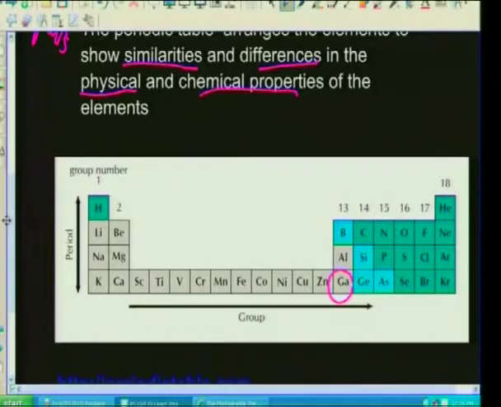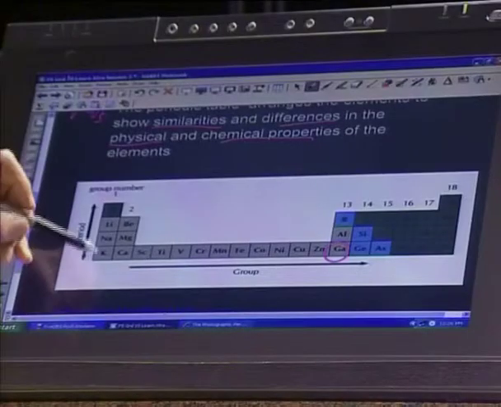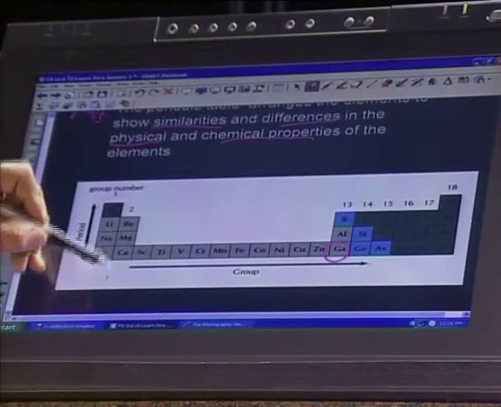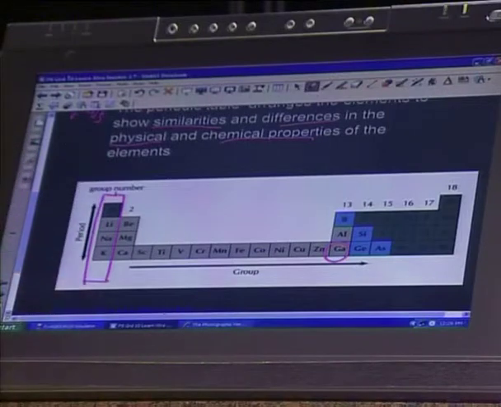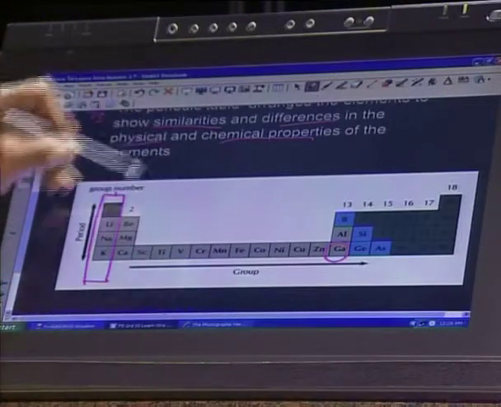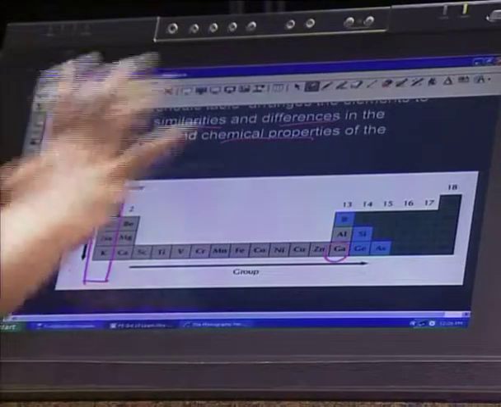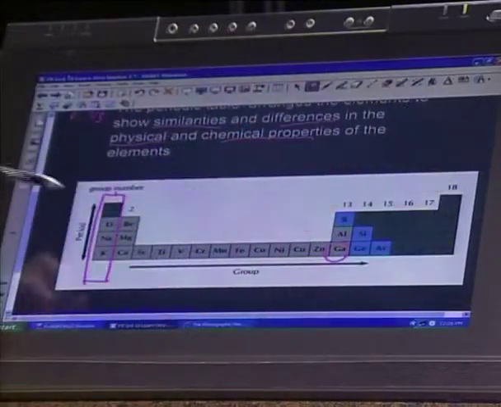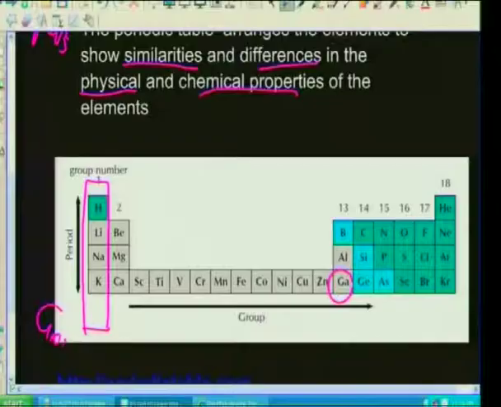The first thing you'll notice is that there are columns. That's a column. We give them numbers. Each of these columns is given a number, although this looks a strange arrangement. That's called a group.